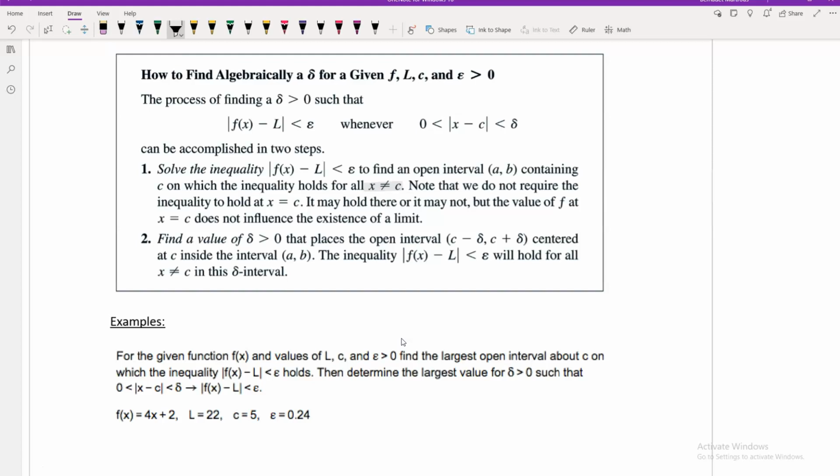Step 2, find the value of delta that places the open interval centered at C inside the interval (a, b). So that means the inequality absolute value of f of x minus L less than epsilon will hold for all x not equal to C in this delta interval.